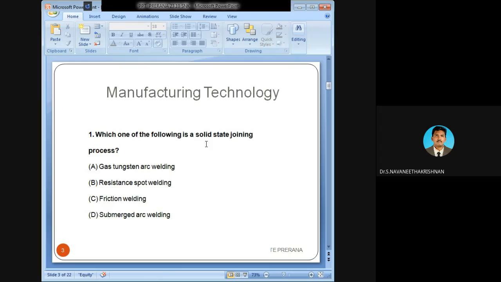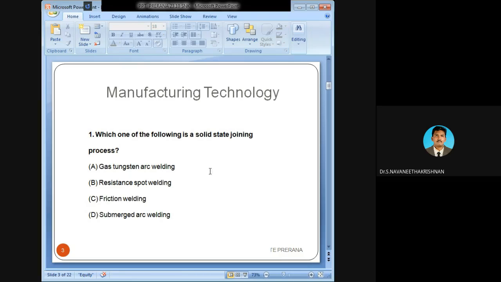The various types of welding are arc welding and gas welding. These are all welding processes for joining two materials. Here the question is, which one of the following is a solid state joining process? The various answers are: the first choice is gas tungsten arc welding.